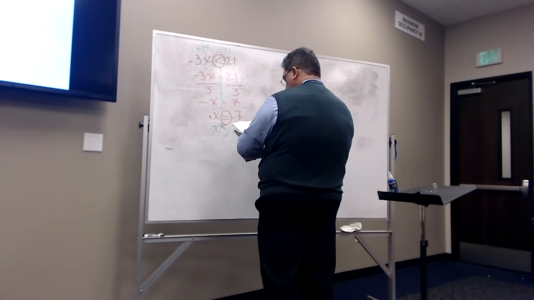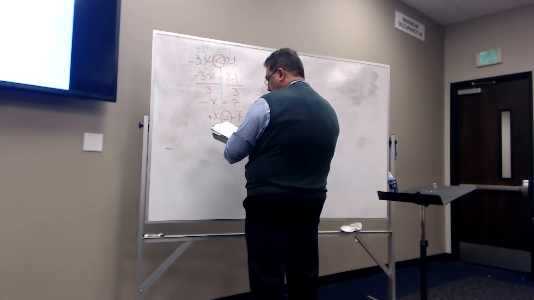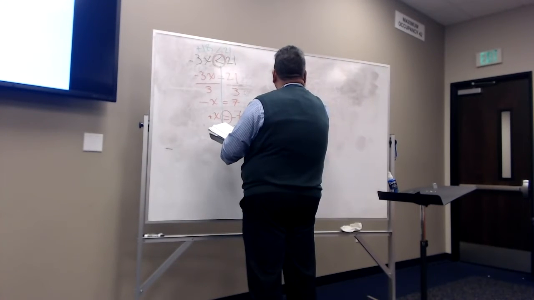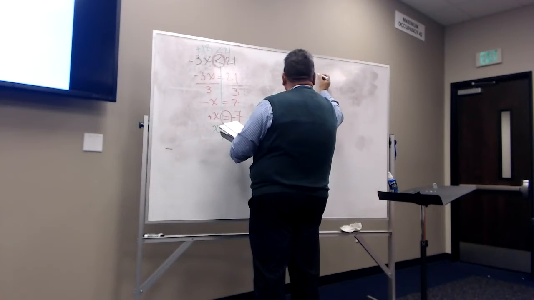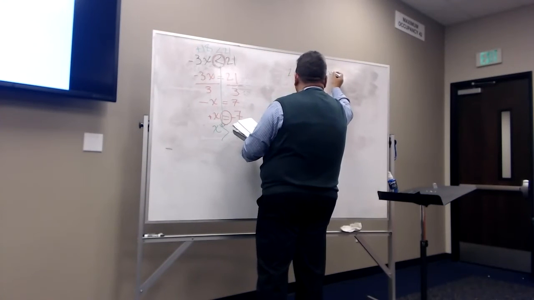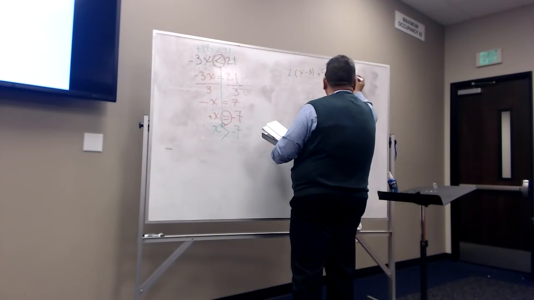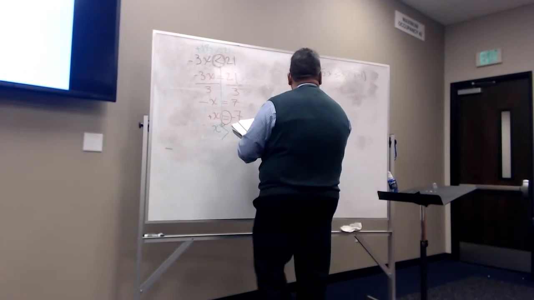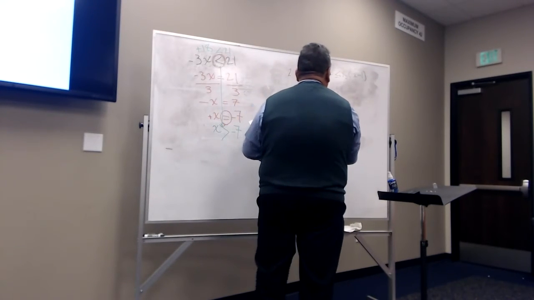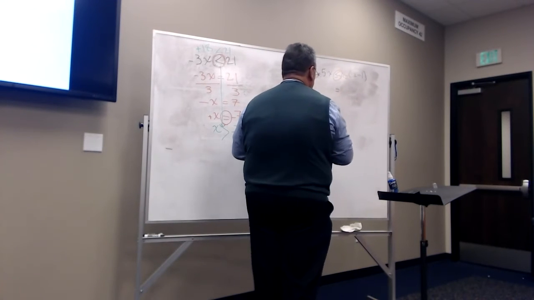It says solve and graph the solution set. We have 2 times x minus 3 plus 5x less than or equal to 8 times x minus 1. All right? Again, for a moment, assume this is an equality sign.